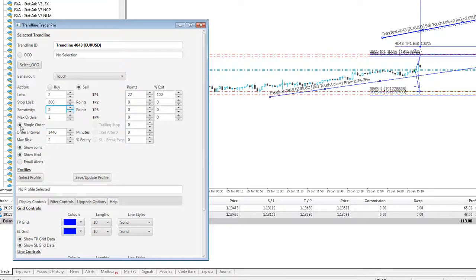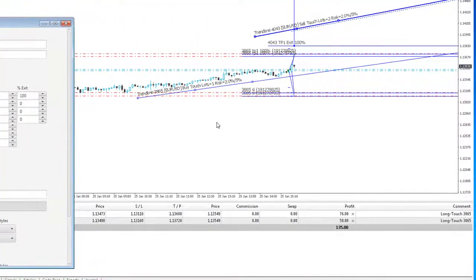In the same way, be aware of single order only. If you have that on when the trade is placed, the trend line will only execute once, period. So hopefully that kind of answers some of the questions which a particular customer was having.